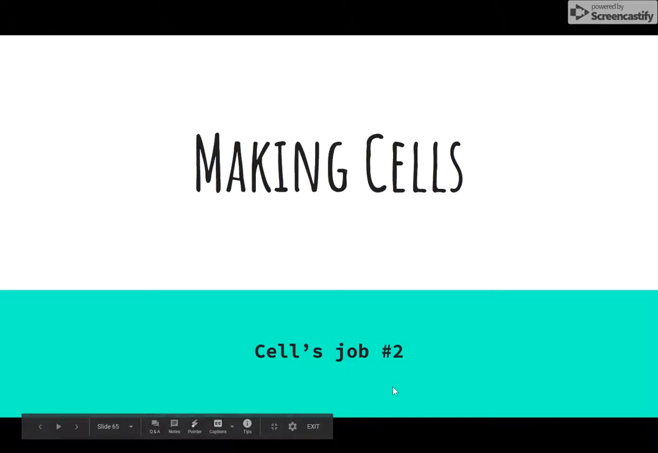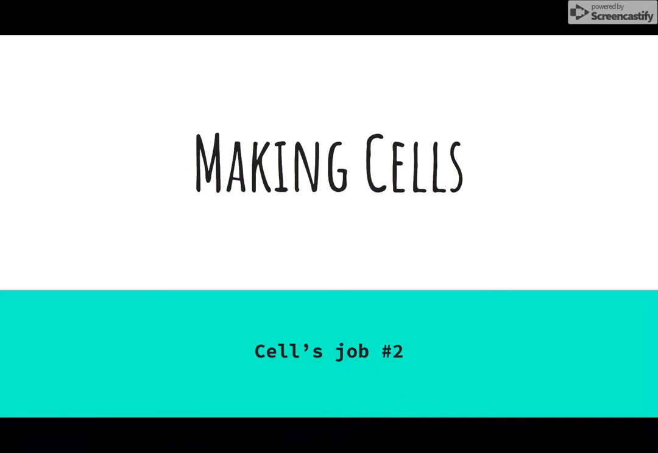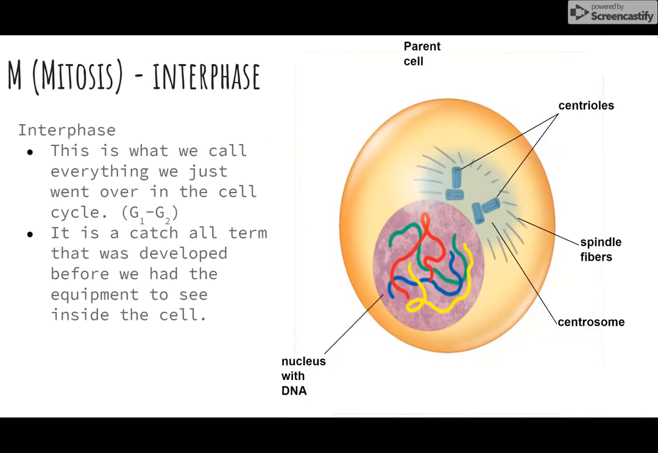All right, so now it's time for our video about how cells reproduce themselves, which is a cell's second job. So we're going to be talking about cell division, which we call mitosis. So the first part of mitosis is actually the name we have for the rest of the cell cycle besides mitosis. And that's what we call interphase. Interphase is the term we use for G1, G2, when what we're focused on is mitosis.